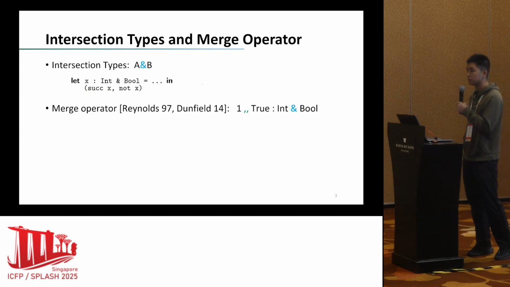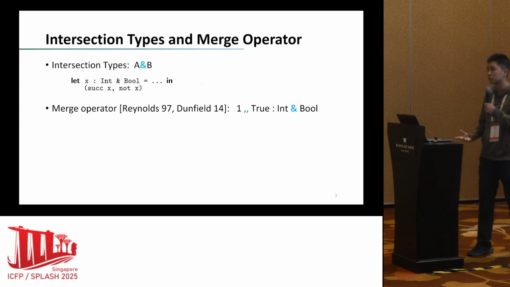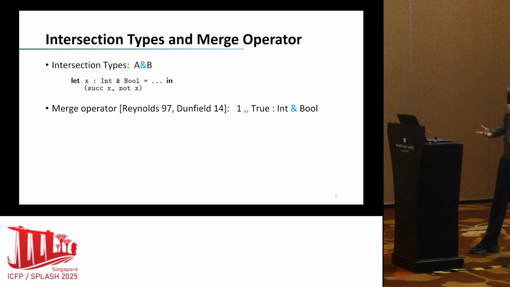After we get the intersection type, the next natural question to ask is: what terms are of intersection type? There are many ways to construct terms of intersection type, and here we follow the line of work of the merge operator. The merge operator, denoted by double comma here, can merge two arbitrary terms together. Here, we merge one with true to get a term of type int and bool.